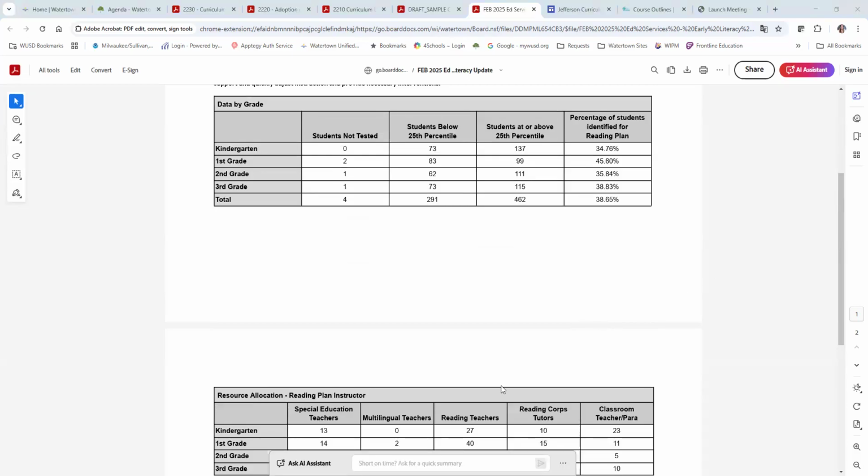I did reach out to colleagues, and we are in roughly the same percentage of our students who are identified for our reading plan. I do want to point out that in first through third grade, that is based solely on what's called ORF, oral reading fluency. So it's simply how many words per minute a student can read. And so when we see 45% of our students in first grade, it's essentially sitting down and seeing how many words per minute a student will read.